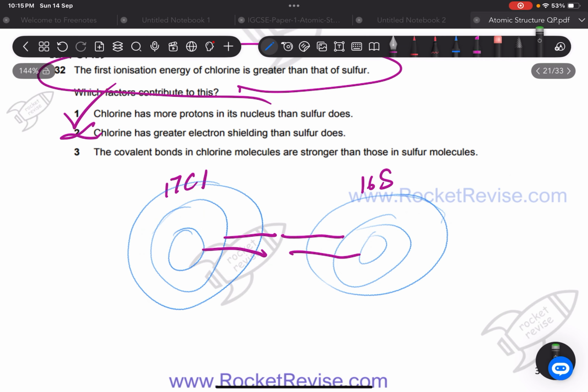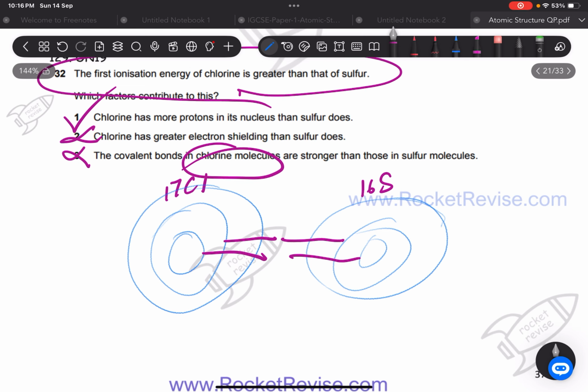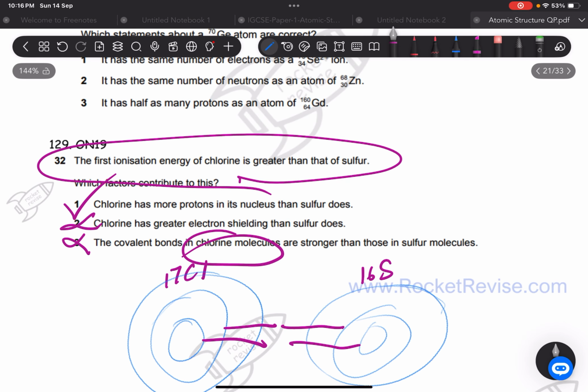The covalent bond in chlorine molecules is stronger than those in... No. When you are calculating the ionization energy, you break the covalent bonds first and then you calculate the energy. Why? Because otherwise that's going to be an incorrect ionization energy, because energy would be required to break the covalent bonds. So that would be incorrect. That's all for this video.